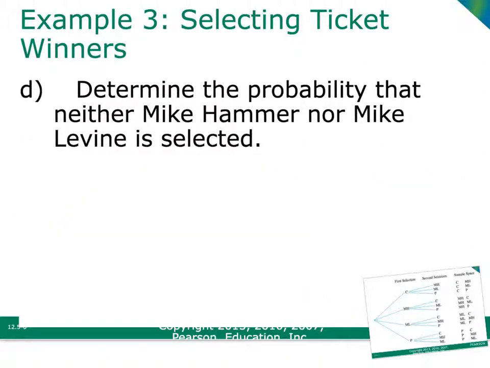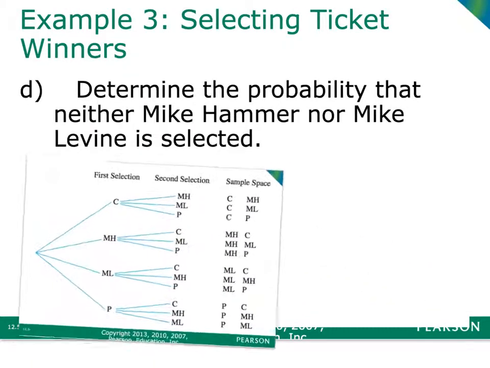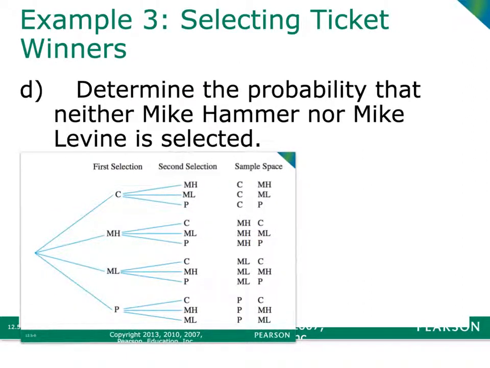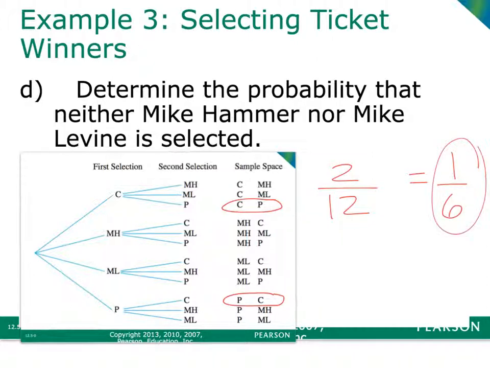Question D. Determine the probability that neither Mike Hammer nor Mike Levine is selected. All right, so let's look at our sample space and find all the ways that Mikes do not win. So if Christine and Phyllis win, no Mikes were included. And if Phyllis and Christine win, no Mikes were included. So there's only 2 ways that a Mike is not going to win out of 12 methods total. So that means the probability that a Mike does not win is 1 in 6. So chances are at least one of the Mikes is going to win.